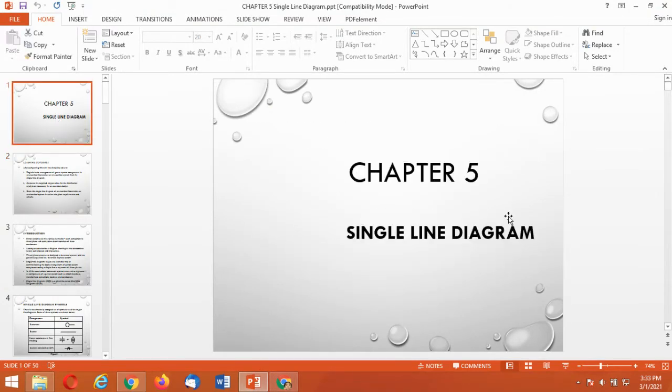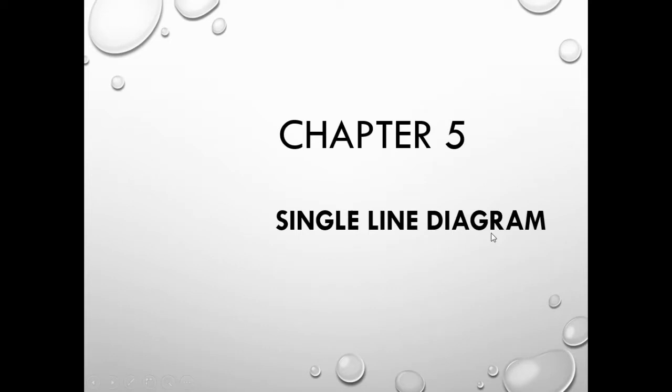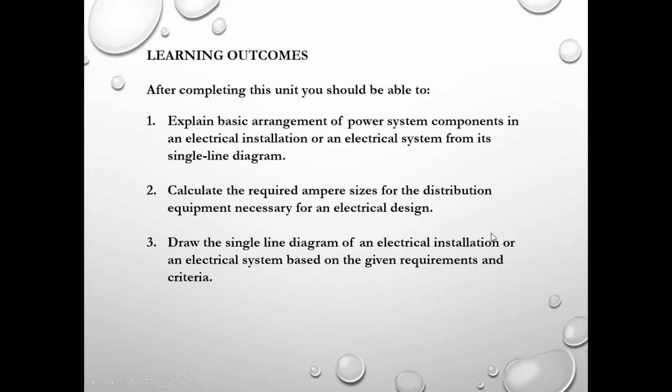So this is chapter number 5 on the topic of single line diagram and some of the learning outcomes. By the end of the chapter, you must be able to first explain the basic arrangement of power system components in an electrical installation or an electrical system from its single line diagram.